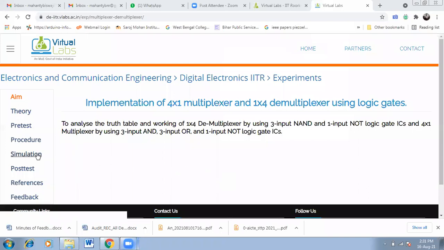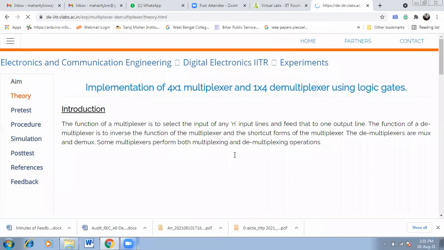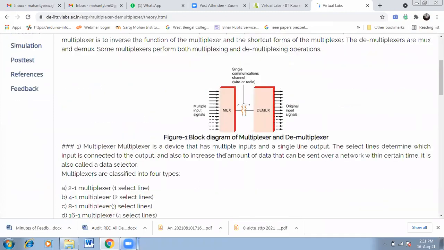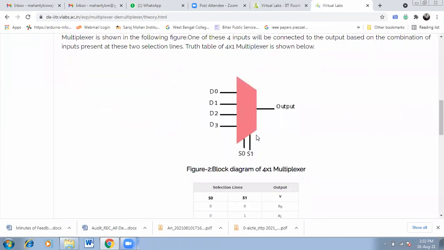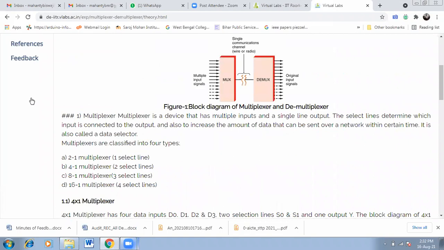So let us go for simulation. I am not going into the detail of the theory because you know that. As I mentioned, a multiplexer is parallel to serial, and a demultiplexer converts your serial data into parallel. As you have studied this in theoretical classes, I am not discussing it in detail. So we'll go for the simulation technique.